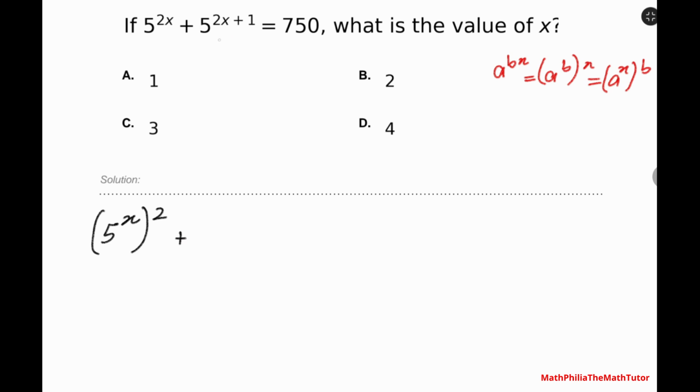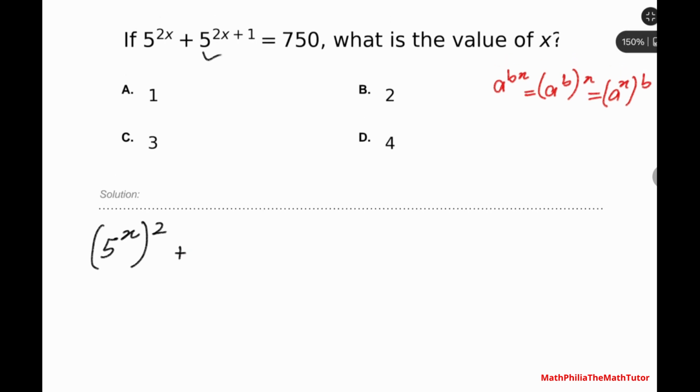Plus, we are going to do the same for this one. Remember, I said this is the same as 5 raised to the power of 2x multiplied by 5 raised to the power of 1. If there is multiplication here, it means that the bases are the same, and then we add the powers, 2x and then 1. I explained this before. This multiplied by this is the same as this, because the bases are the same. You just add the powers.